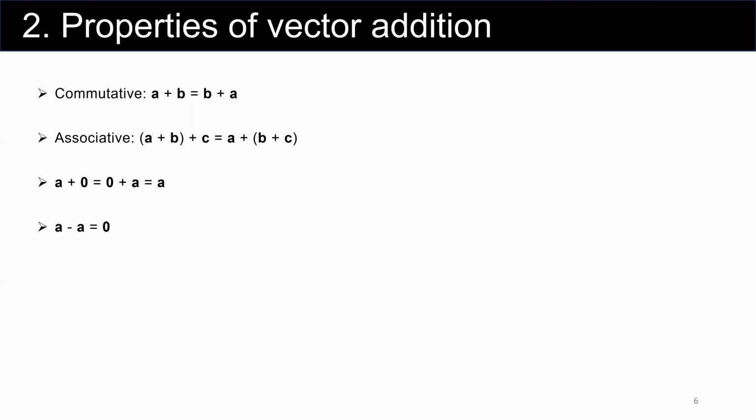All right. So the associative feature tells us if you have three vectors A, B, and C with the same dimension, let's say their dimension is n, then (A plus B) plus C is equal to vector A plus the summation of B and C. This is the associative law.